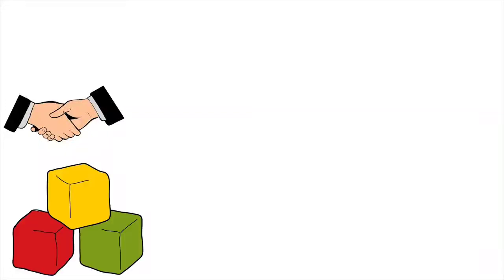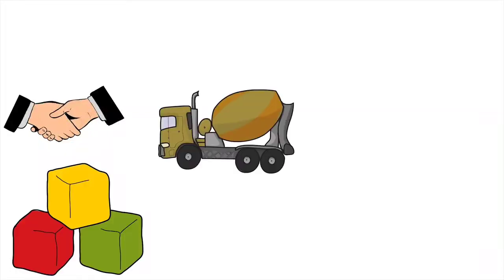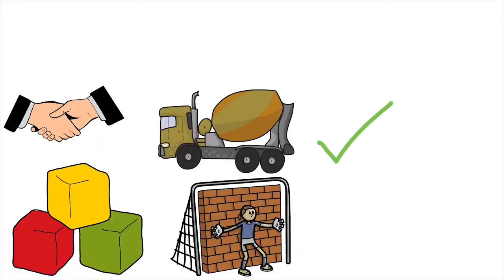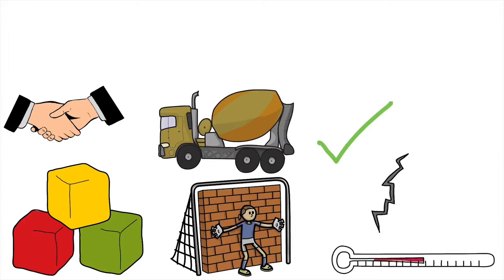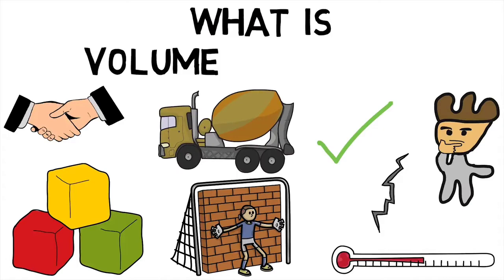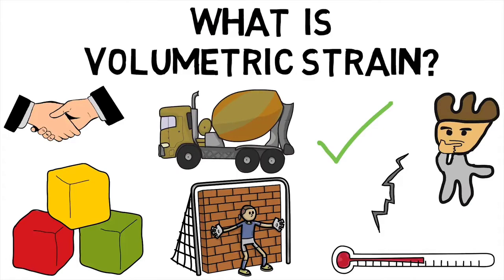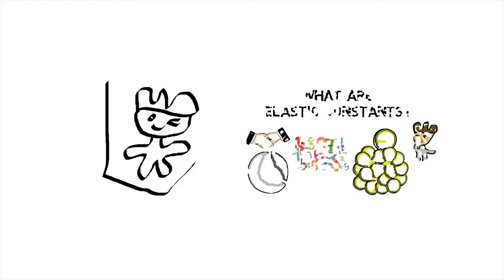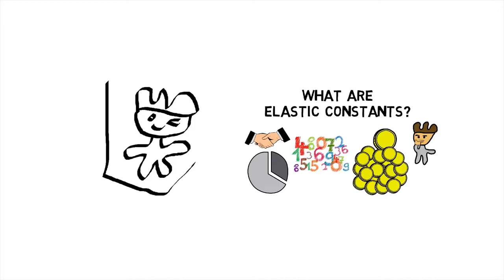Know that volumetric strain determines whether a block of cement can be used to fill a gap in a wall while taking into account temperature changes in the area? This makes us wonder, what is volumetric strain? Before we jump in, check out the previous part of the series to learn about what elastic constants are.